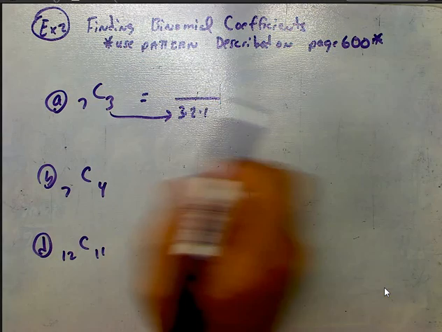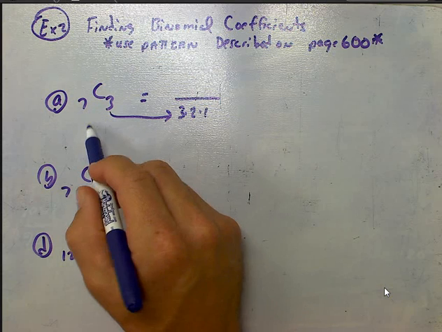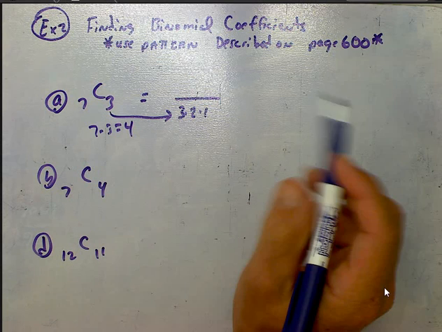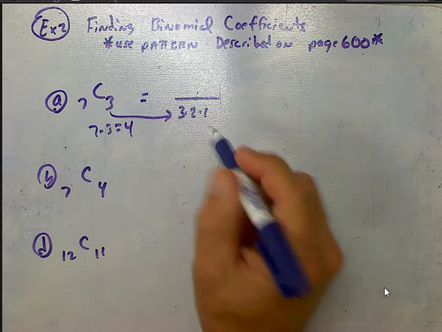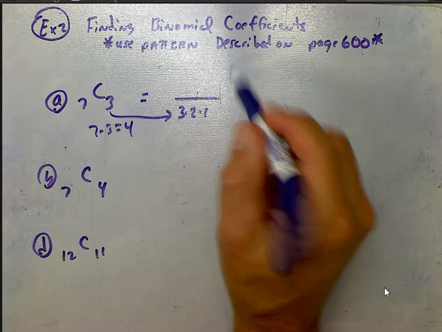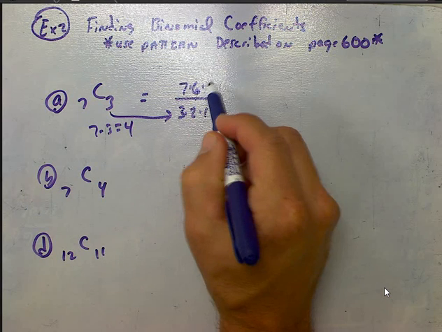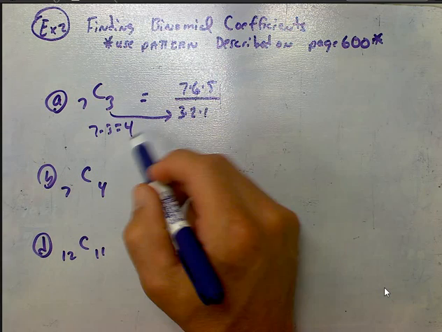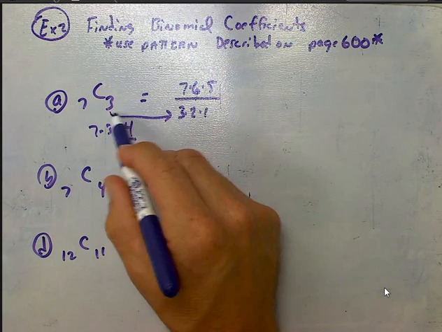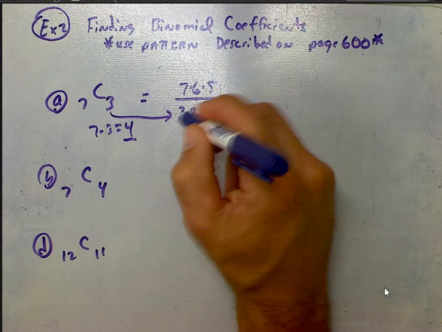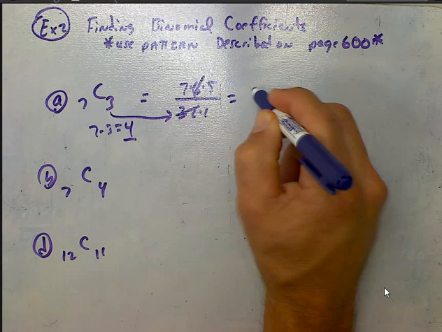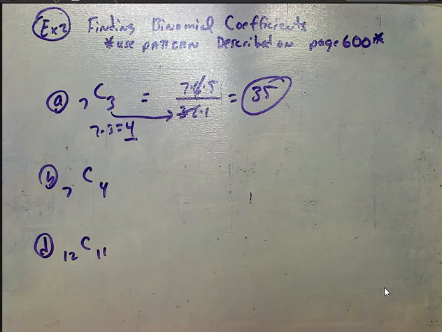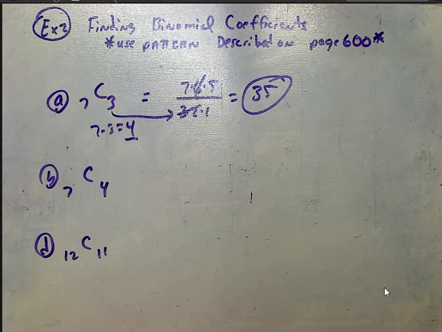Since the difference between 7 minus 3 equals 4, I know that 4 factorial is going to cancel out on top and bottom, so I'm just going to go 7 times 6 times 5. Notice that the top number does not include the difference, and the bottom number is just the last number. Now 3 times 2 is 6, and 7 times 5 divided by 1 is 35. If you don't like the pattern, that's okay. Do it the other way.